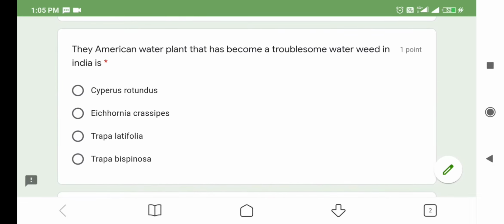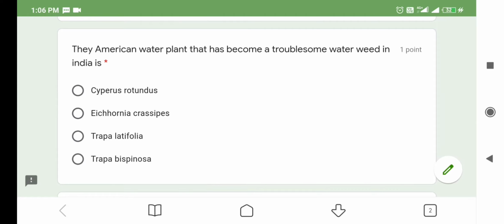The American water plant that has become a troublesome water weed in India is dash. Option number 1, Cyperus rotundus. Option number 2, Eichhornia crassipes. Option number 3, Trapa latifolia. Option number 4, Trapa bispinosa.